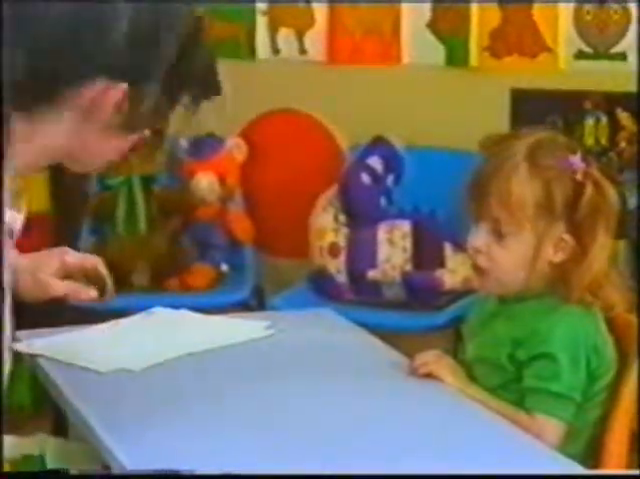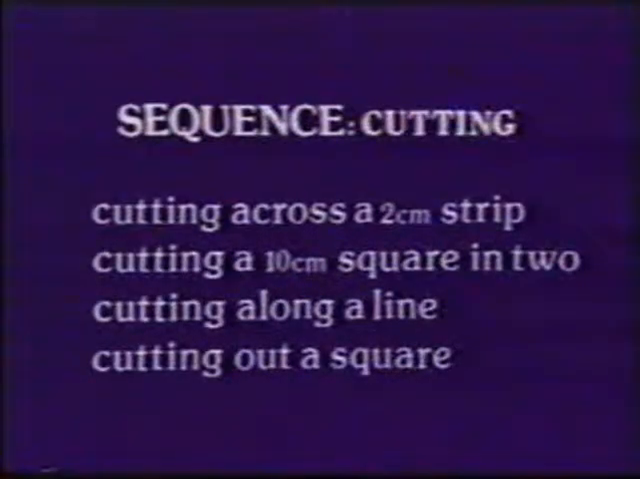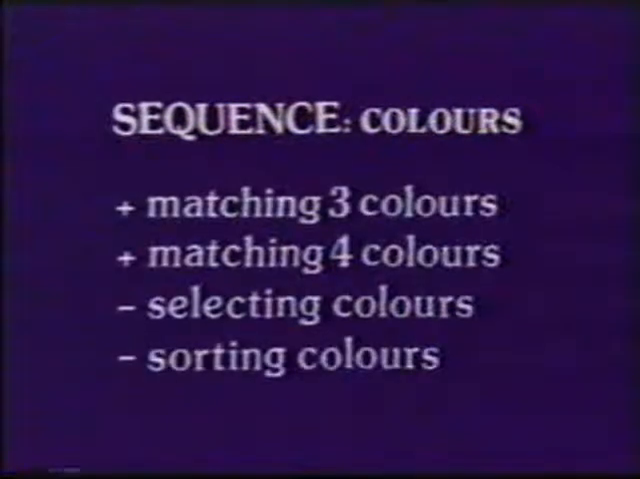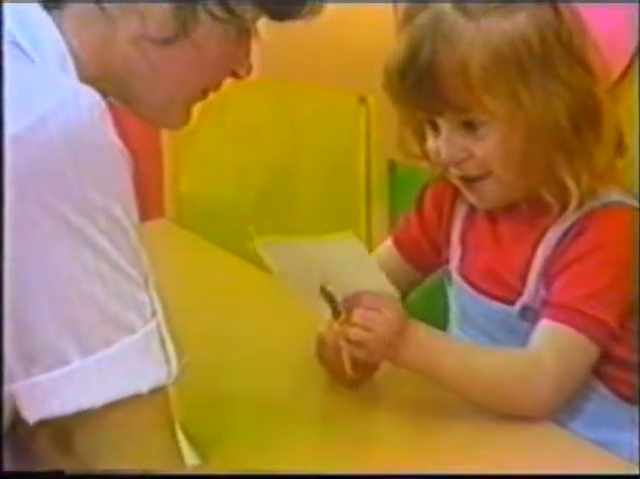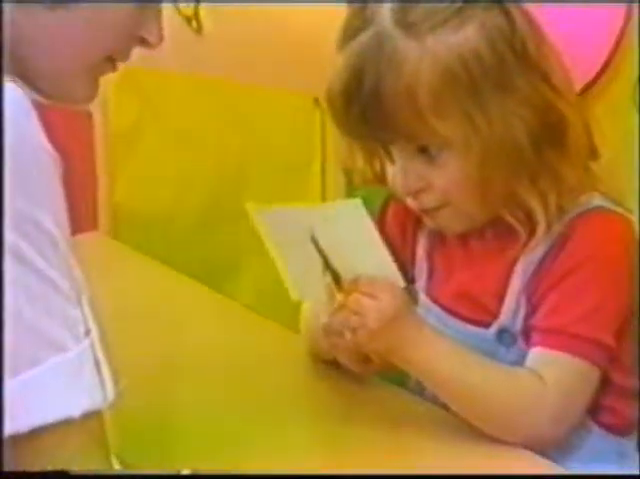Here are the sequences that Rosemary assessed. Miffy scored well on the first 3 steps, but had difficulty cutting out the square. Similarly, with colours, Miffy had success with matching 3 and 4 colours, but could not sort or select colours. This information will tell Rosemary exactly where to start in Miffy's new teaching program.